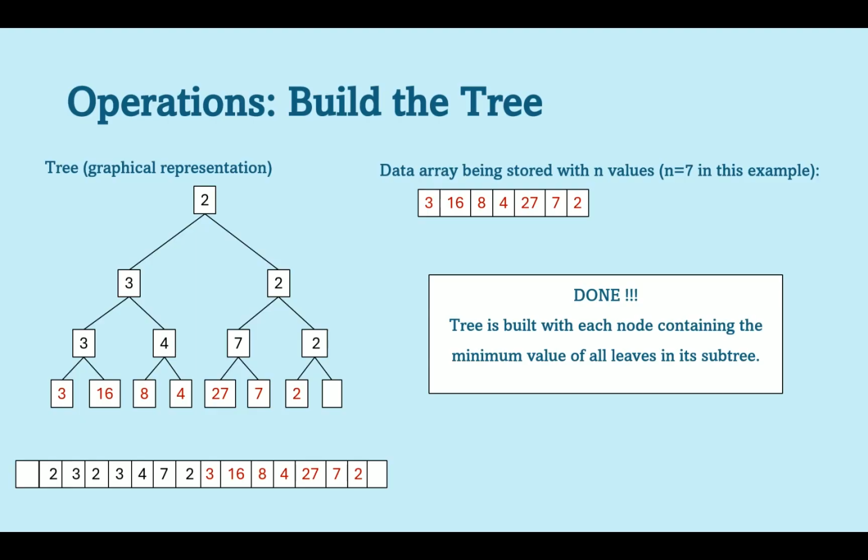So now we are done. Our tree is built with each node containing the minimum value of all leaves in its subtree.